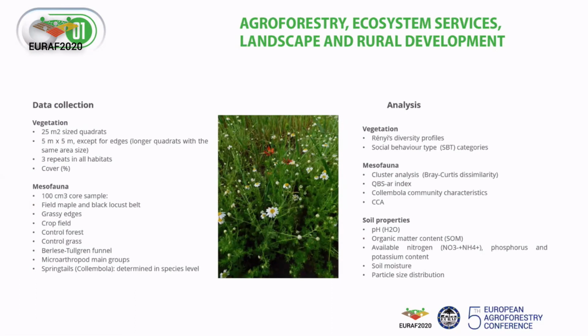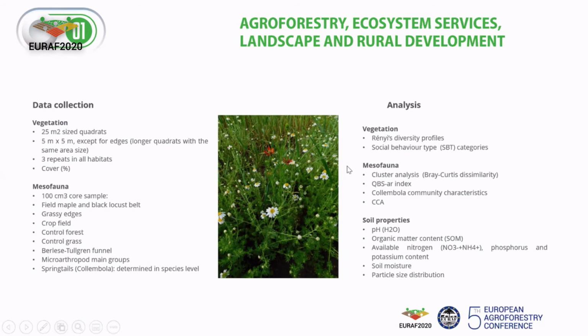The percentage cover of the herbaceous vegetation was recorded in 25 square meter sized quadrats in all habitat types, with 3 replicates in the early summer, and the soil samples were taken from the midpoints of these quadrats. A special funnel was used to extract the microarthropods from the soil samples. The specimens were classified into main taxonomy groups, and in addition, springtails, Collembola individuals were determined to species level.